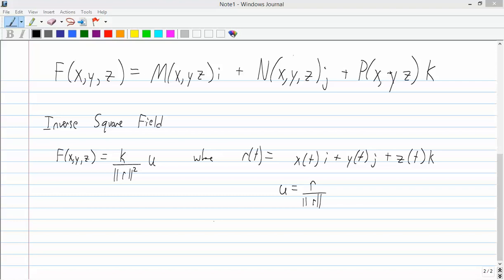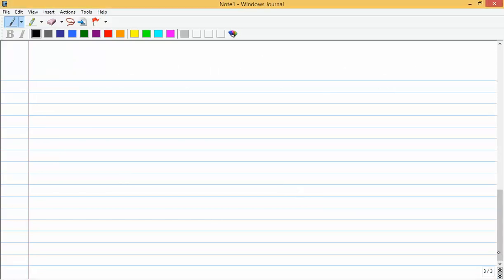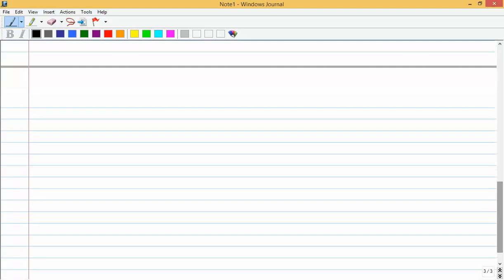Now, how would we actually sketch a vector field? Let's make a sketch of one. Let's say that I wanted to sketch F of x, y equals negative y i plus x j. You can see this is probably about one of the simplest types of fields that you could have. It's not very complex.